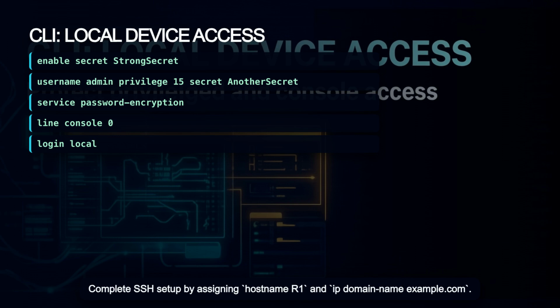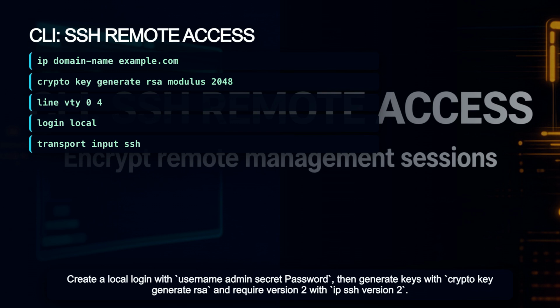Complete SSH setup by assigning hostname R1 and IP domain-name example.com. Create a local login with username admin secret password. Then generate keys with crypto key generate rsa, and require version 2 with ip ssh version 2.